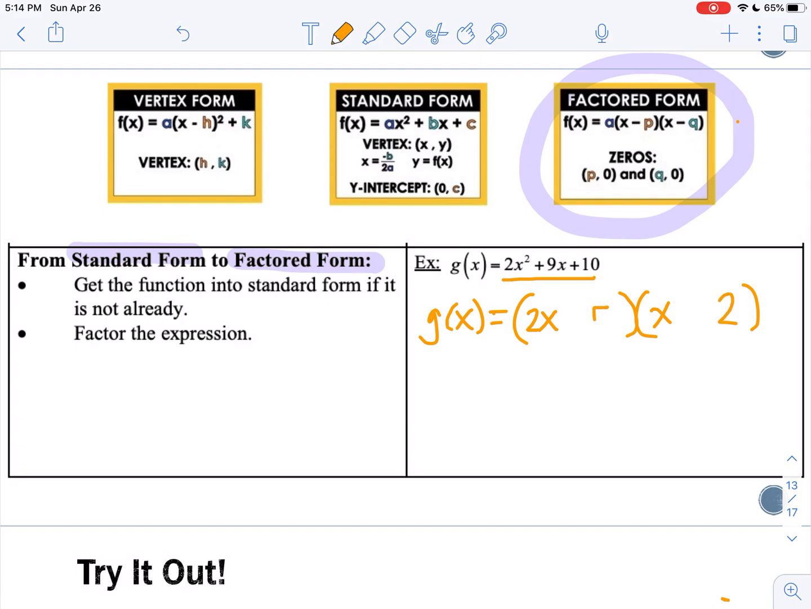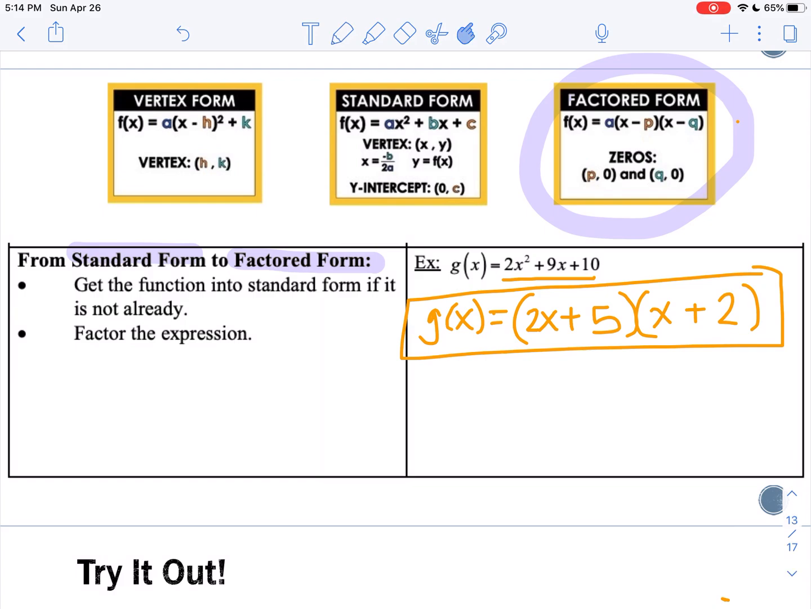Put 2 here and 5 here. Sorry, I just realized I did the same thing twice. My bad. Outers would be 4x. My inners would be 5x. Great. And this is my expression in factored form. Once again, if you want to do factor by grouping, that's totally fine.